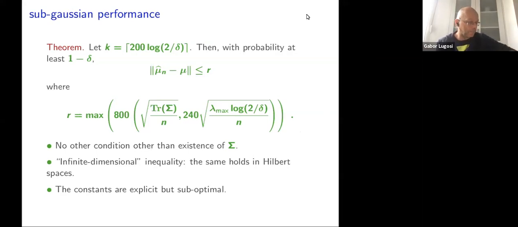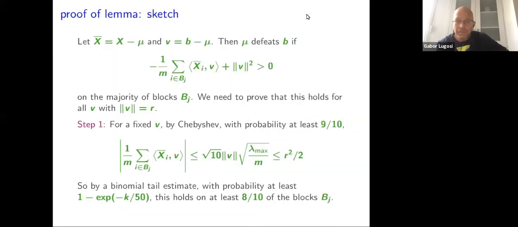All right, so let me just flesh out the ideas of the proof very quickly. We have to prove that mu defeats every point that's far away. Okay, so let's just center everything. So instead of b, let's write b minus mu, and instead of x. So if you wish, we can just assume that the mean equals zero. Okay, so then mu will defeat b.